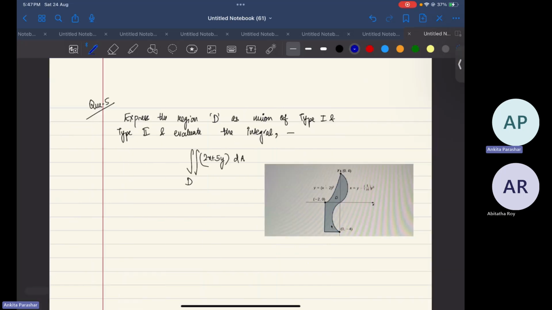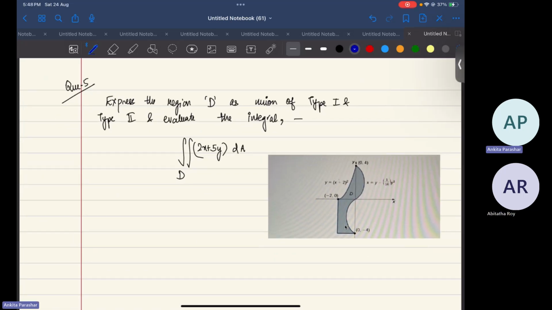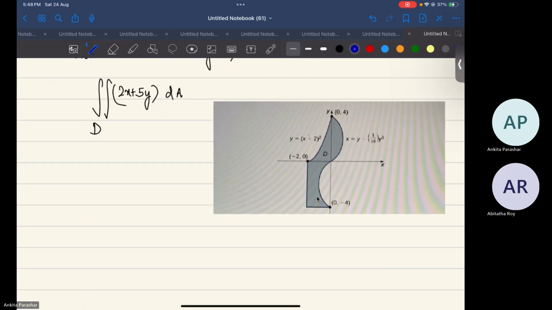So let's go to question number 5. Express the region D. I think D is being visible in the figure. You have to express the region as a union of type 1 and type 2 and then evaluate the integral. If you see the graph, remember what are type 1, type 2? In case of type 1, if we express the limits of y as functions of x, and for type 2 we express the limits of x as functions of y.